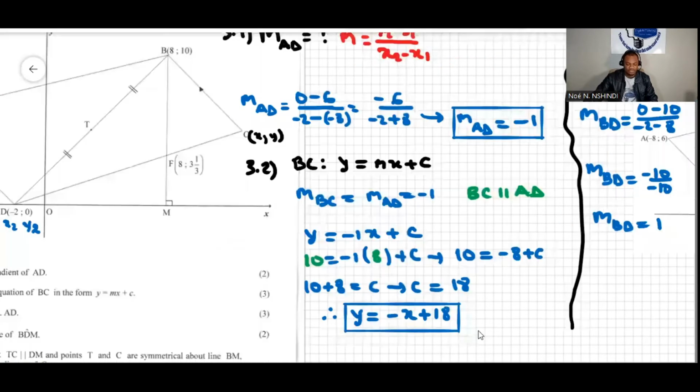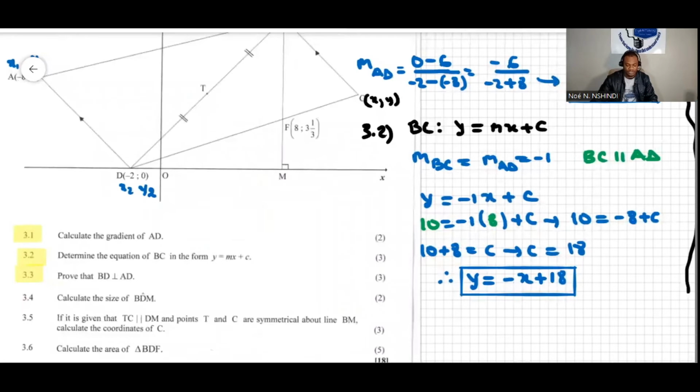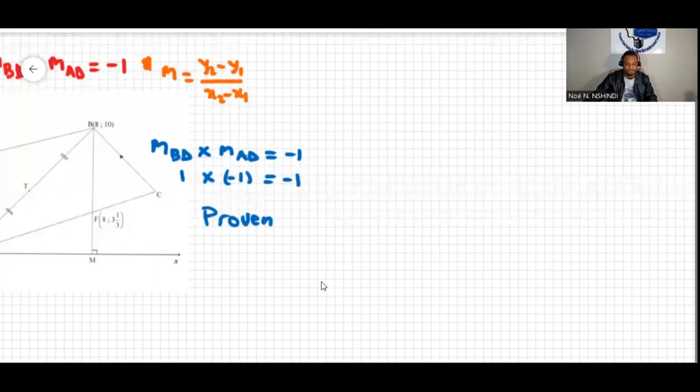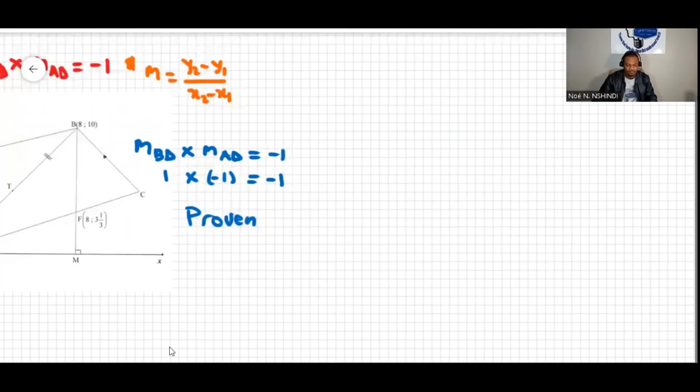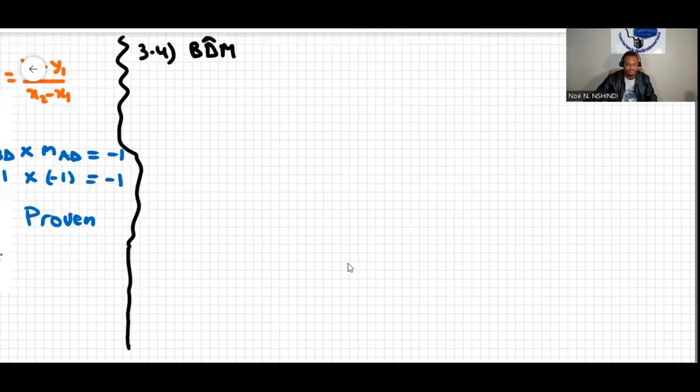Then let's see the next question, question 3.4. The question says, calculate the size of the angle BDM. Okay, I am going to move my board over here. Question 3.4, we're looking for the size of the angle BDM. Now let's first draw the same diagram over here.